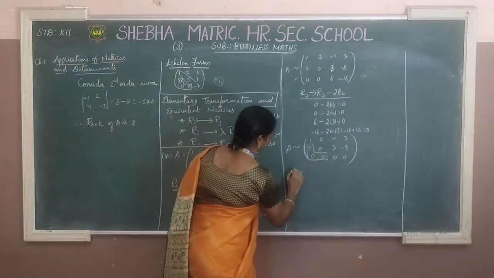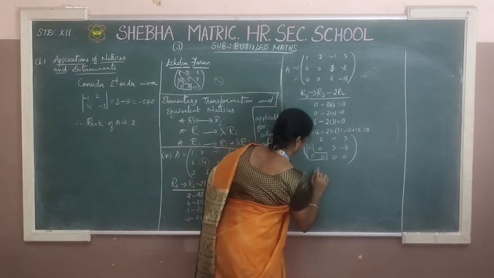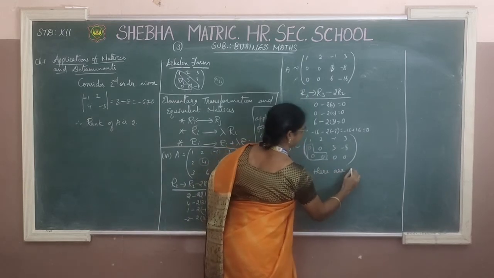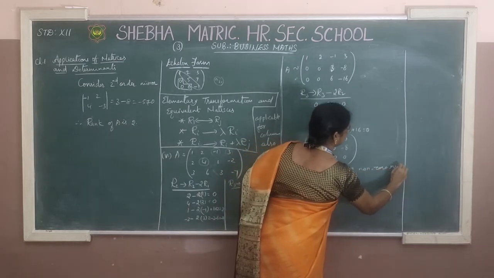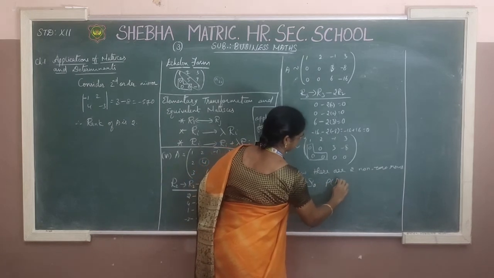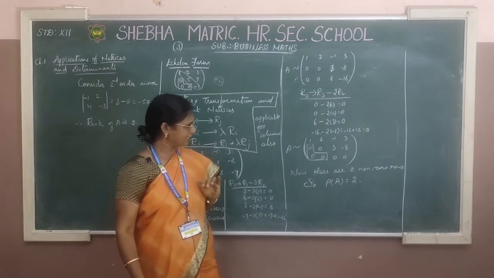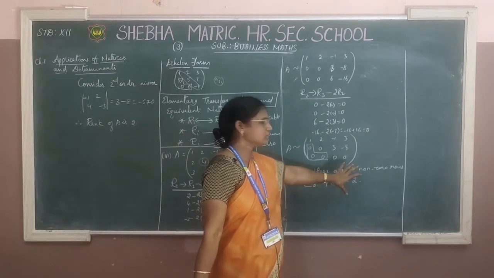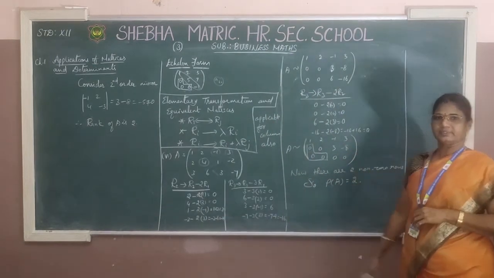Okay, now there are 2 non-zero rows. So our rank is what? Our rank is equal to 2. So rank is the number of non-zero rows. Understood this? Copy this.